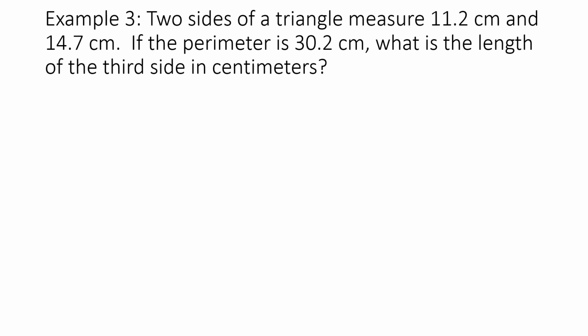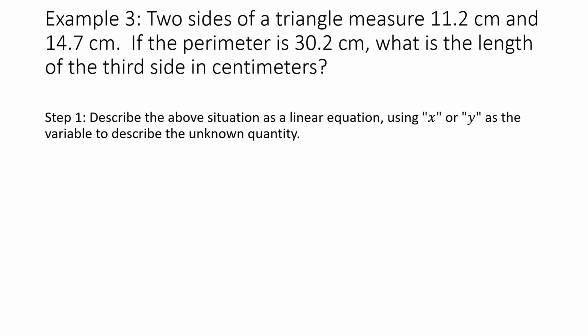Example 3. Two sides of a triangle measure 11.2 centimeters and 14.7 centimeters. If the perimeter is 30.2 centimeters, what is the length of the third side in centimeters? So step 1, describe the above situation as a linear equation using x or y as the variable to describe the unknown quantity. So I'm going to allow x to equal the length of the third side.